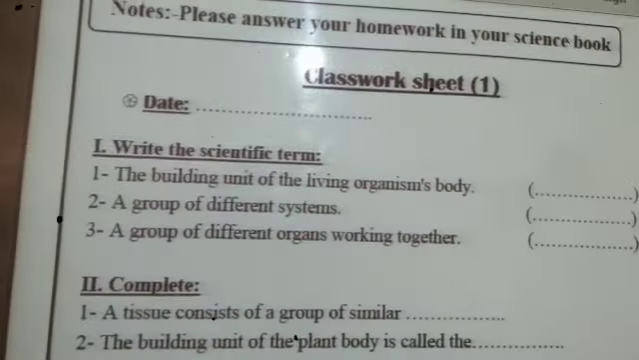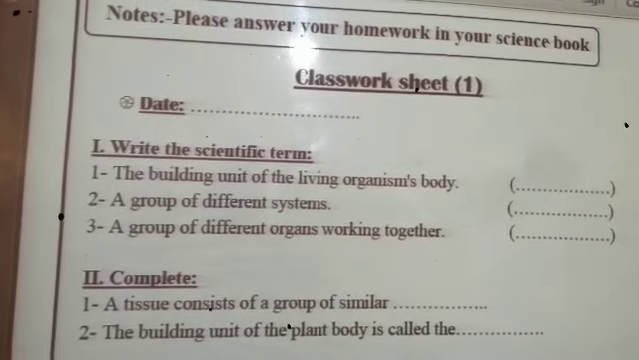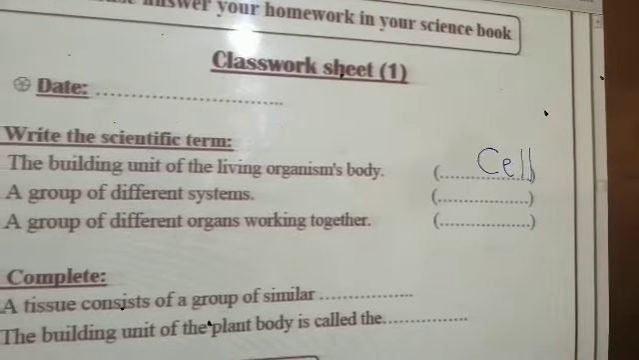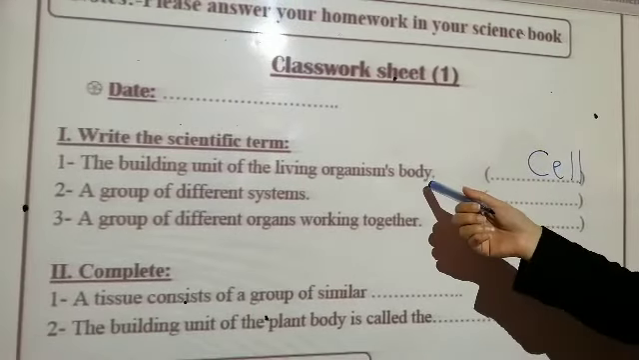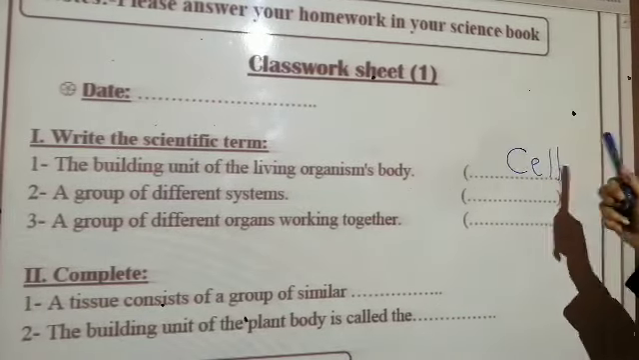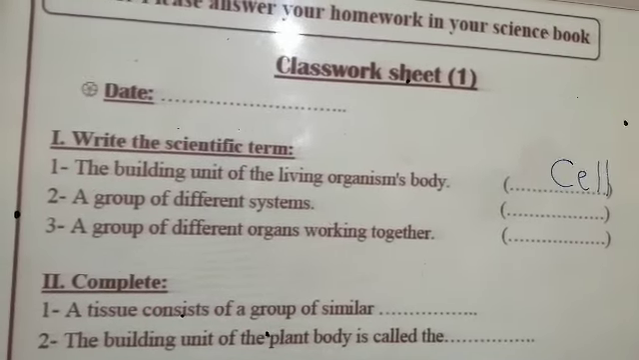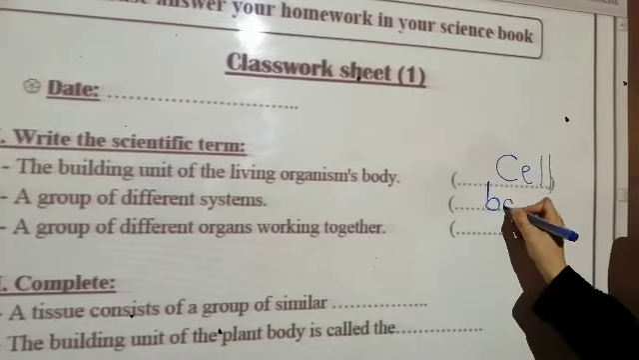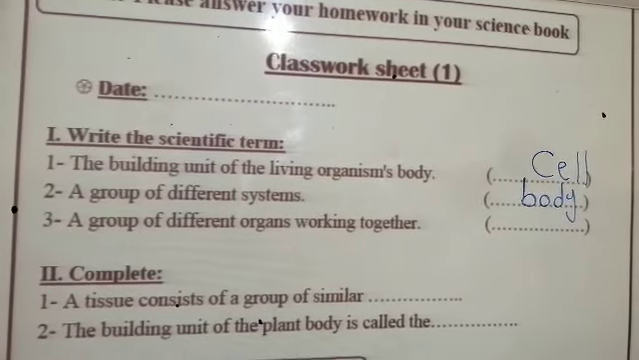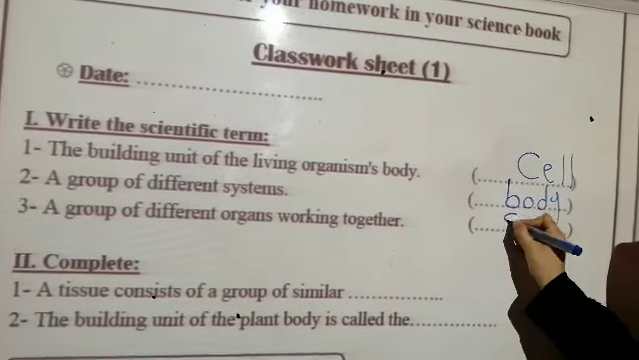Write the scientific term. Number 1, the building unit of the living organism's body. The building unit of any living organism's body is the cell. If I told you that this body is animal, we are going to say animal cell. If the body is plant, you are going to say plant cell. Number 2, a group of different systems. System and system and system form the body. Number 3, a group of different organs working together. Organ and organ and organ form the system.